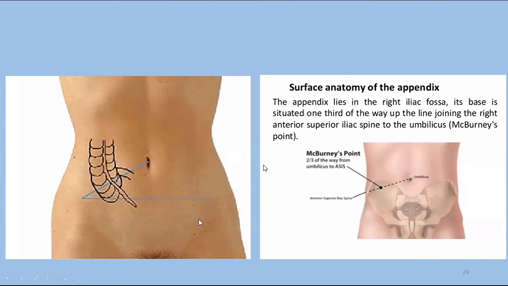Because, okay, so this is your McBurney's point. Your McBurney's point is 2/3 of the way from the umbilicus. So you palpate, the PTs here can know where the ASIS is. You palpate your ASIS, and then you draw an imaginary line to the umbilicus. Now you divide it into three. The first division, which is 2/3 away from the umbilicus, is approximately the area of the base of the appendix.